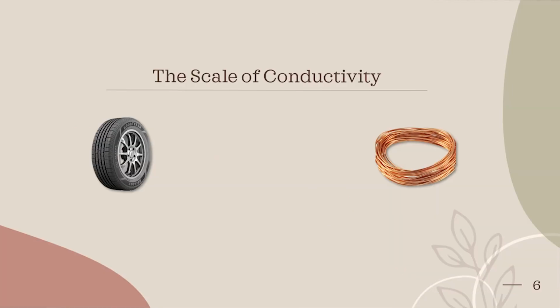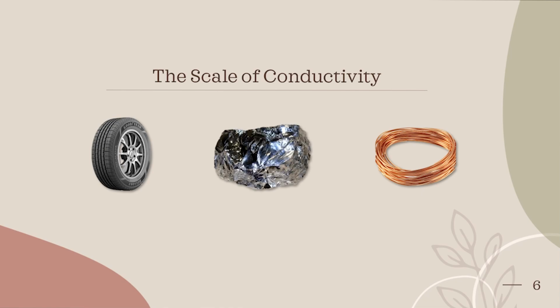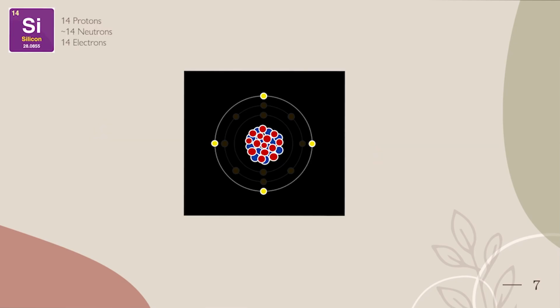Why silicon? There's a scale of conductivity. If you were one of the 4 people who paid attention in your high school chemistry class, you'll remember that rubber is an insulator, copper is a conductor. Silicon falls right in the middle, which makes it really bad at both. But why does this matter? We can change it.